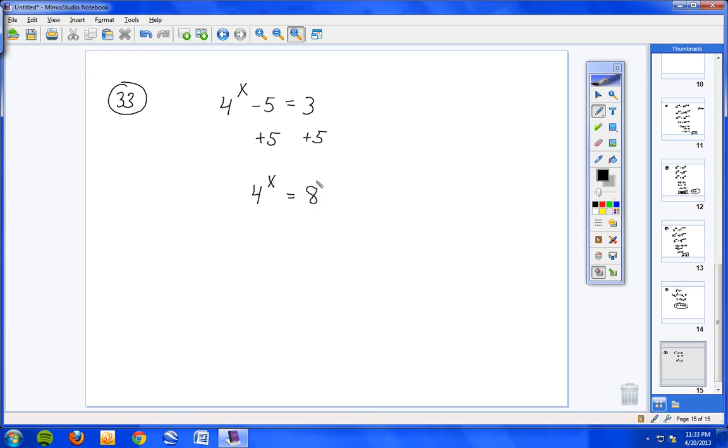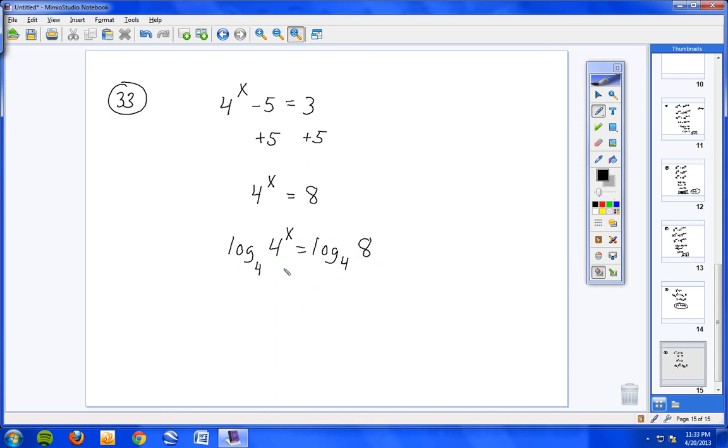Good. I've isolated the base and the exponent. Step 2 says take the log of both sides, so I'm going to take the logarithm of both sides. What is my base right here? It's a 4, so I'm going to put a 4 here and a 4 here, and then bring down your whole side. So bring down the 4 to the x power, bring down your whole side over here, 8.